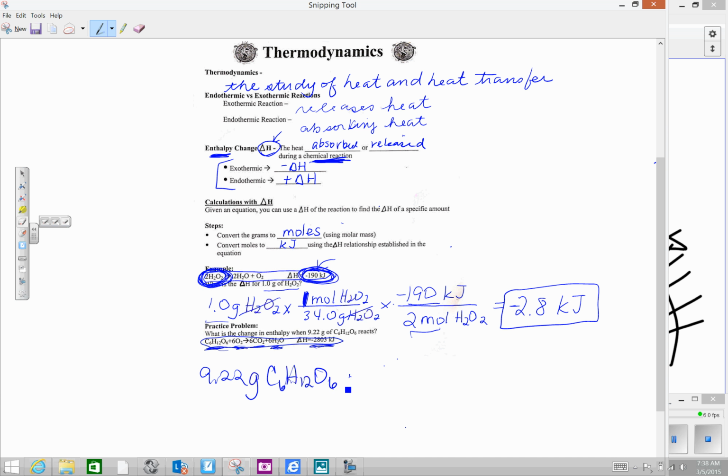And then you're going to put grams of C6H12O6 on the bottom and convert into moles. Okay. For every 1 mole, remember this is molar mass, and the molar mass, by the way, of that is 180.0.